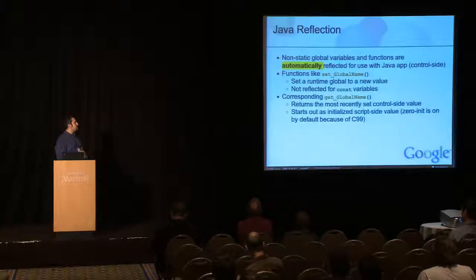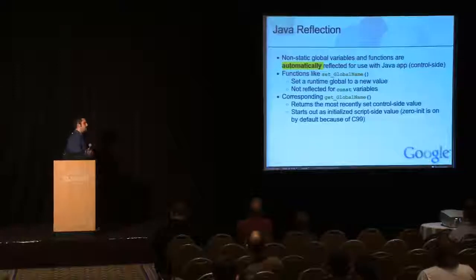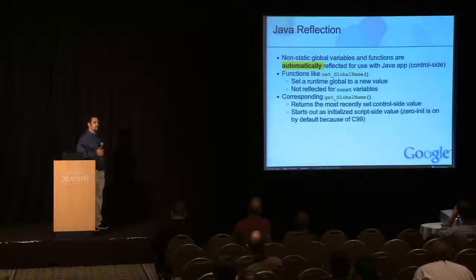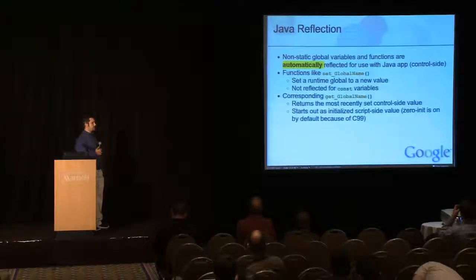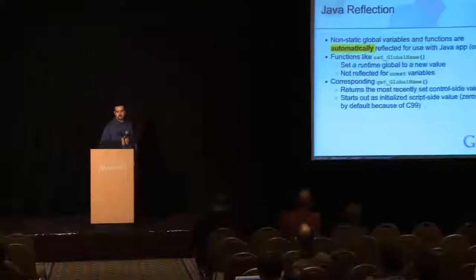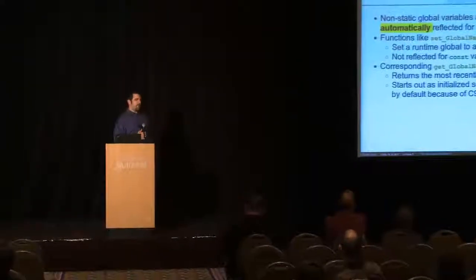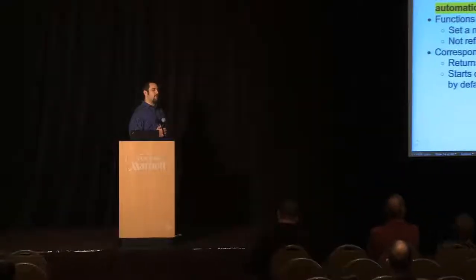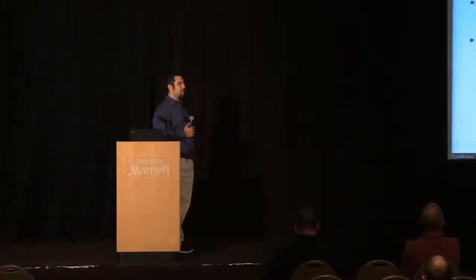So let me talk a little bit about the Java reflection that we're doing. Whenever we see an externally available global variable, or an external function, basically non-static functions within the source file, we have to reflect back certain access functions. So we have functions to set and get global variables. We don't reflect setters for const things and stuff like that.